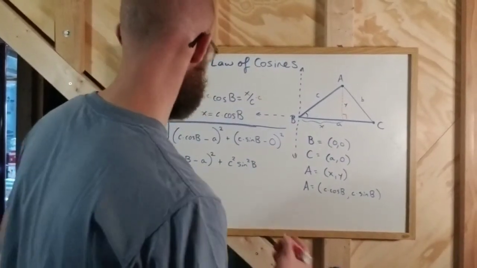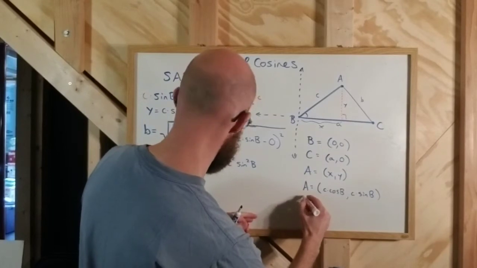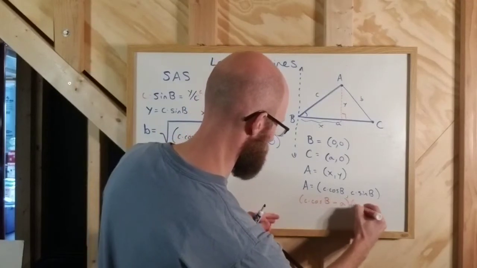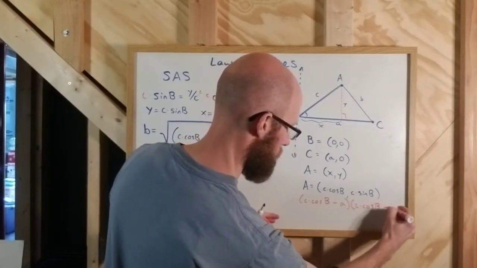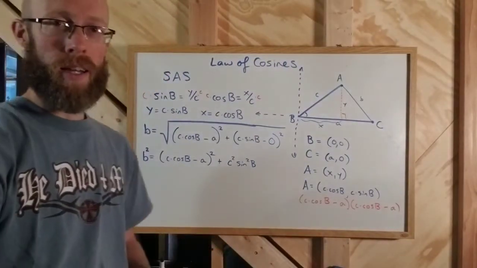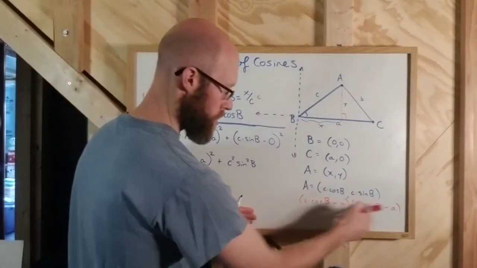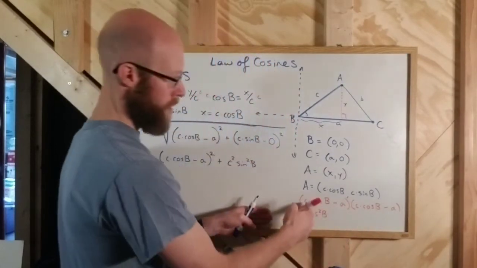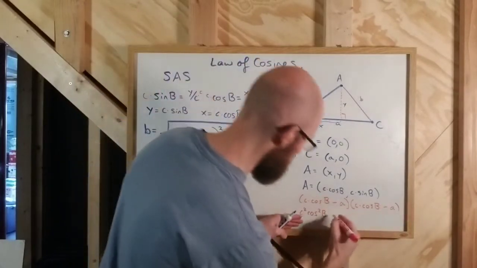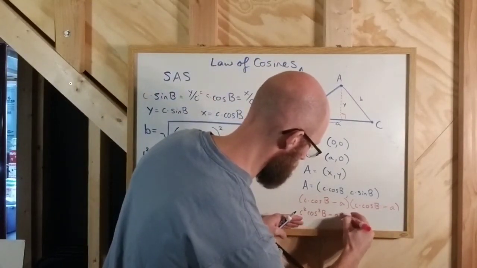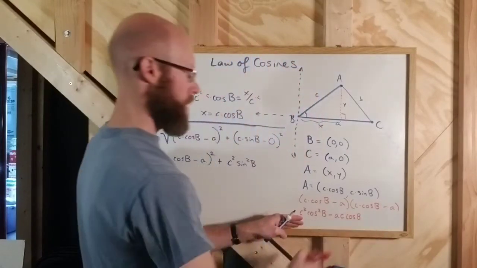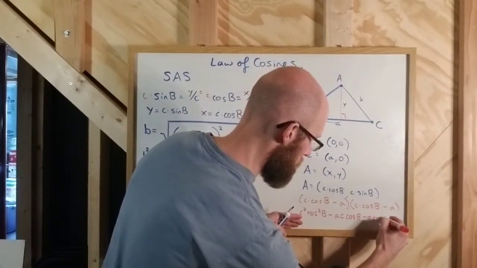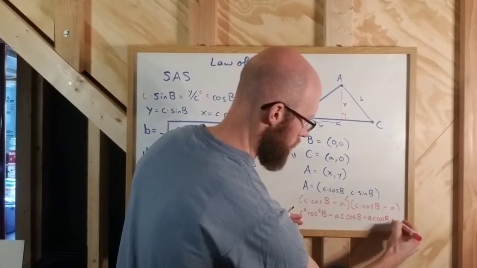Now let's take it over here. So I want c times cosine b minus a times itself. Okay. And then when I distribute, it's going to be c squared times the cosine squared of b. Then I'm going to get c cos b times negative a. Then I'm going to get another negative a times c cos b, so minus a c cos b. Negative a times negative a makes it plus a squared.